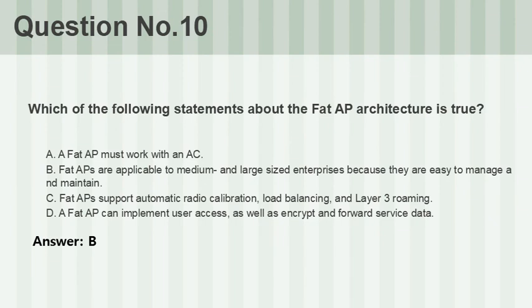Question number 10. Which of the following statements about the FAT AP architecture is true? A. A FAT AP must work with an AC. B. FAT APs are applicable to medium and large-sized enterprises because they are easy to manage and maintain. C. FAT APs support automatic radio calibration, load balancing, and Layer 3 roaming. D. A FAT AP can implement user access, as well as encrypt and forward service data. Answer: B.